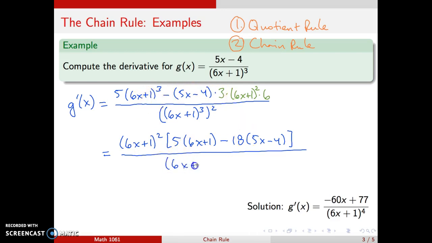In the denominator, I've got 6x plus 1 to the 6th. So I can cancel a little bit there. I've got some common factors. And so I end up with 30x plus 5 minus 18 times 5 is 90x, and then 18 times 4, I guess I would say it's 72, 18 times 4, right? 72.